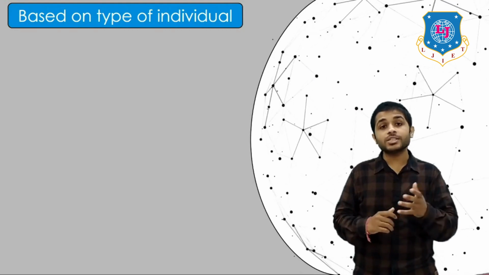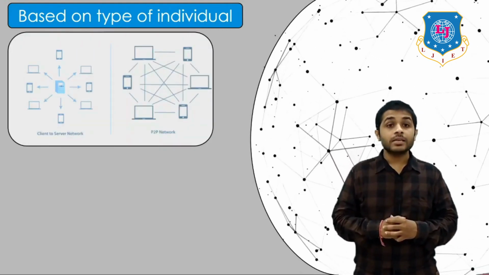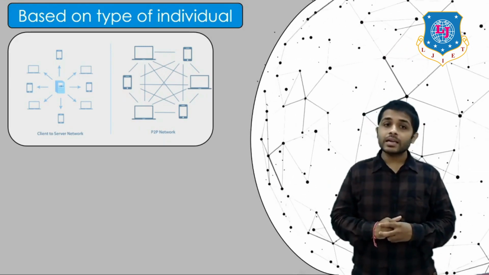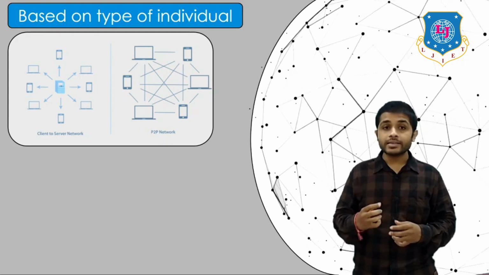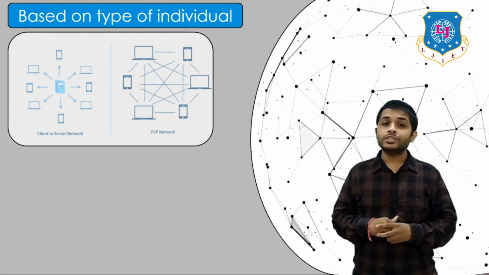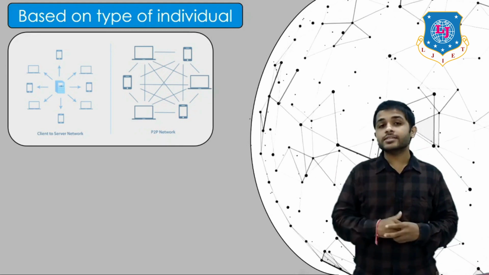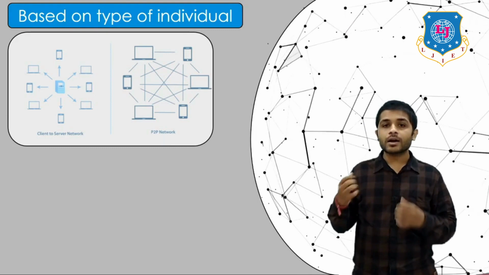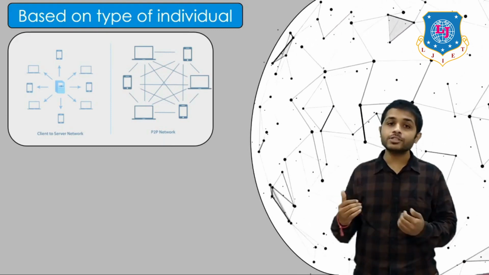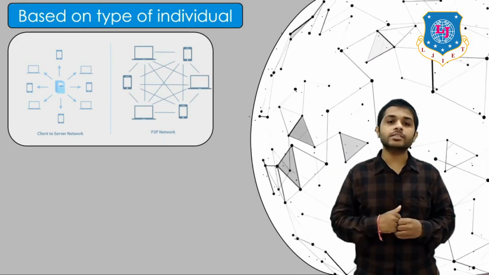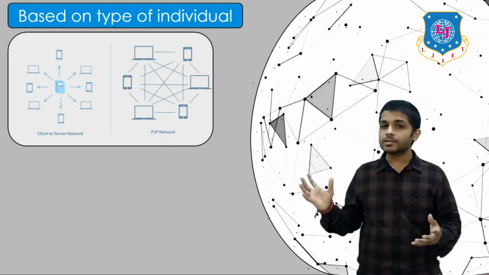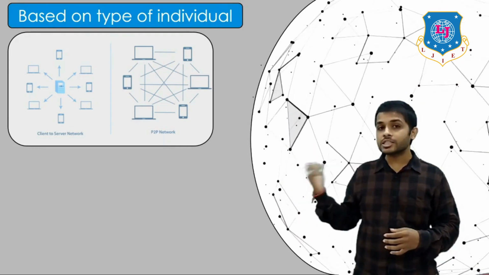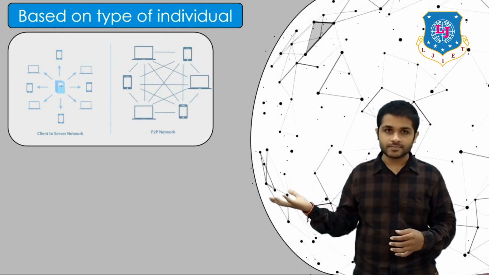Then the last one, based on the type of individual device, there are two types: the client-server network and the peer-to-peer network. In the client-server network, one device acts as a service requester, which is called client, and one device acts as a service provider, which is called server. In the client-server network, when a client wants to receive data, it has to request the server and only then can it receive data. But in the peer-to-peer network, there is no client-server. Means each device can receive data and each device can provide data.